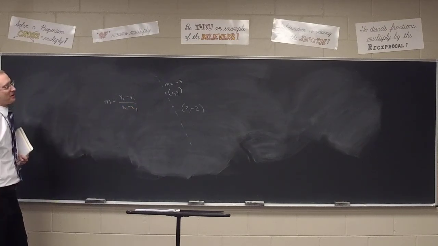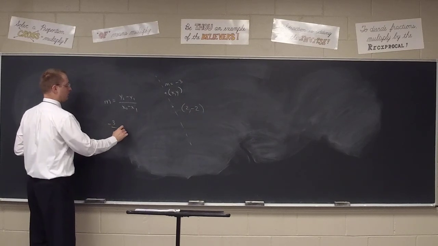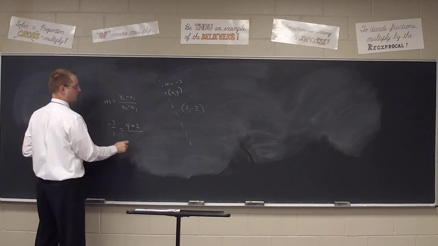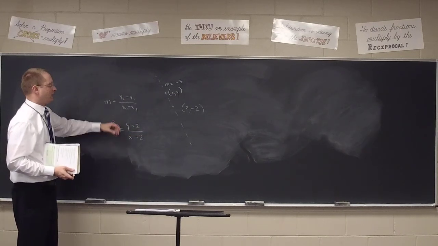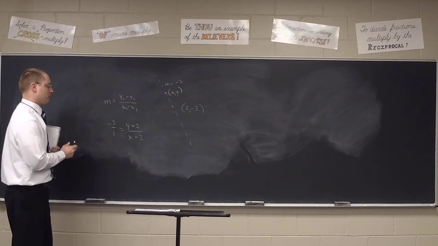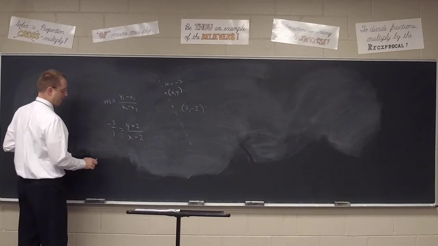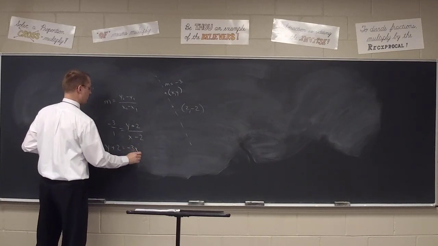How can I set up the equation here, Jamie? -3 over 1 equals y2 minus -2 over x2 minus 2. Good. Instead of y2 and x2, I'm just going to say x and y. And here the minus -2 I wrote as a positive 2, no problem there. Now it's just a proportion. We cross multiply. Y plus 2 equals -3x plus 6.